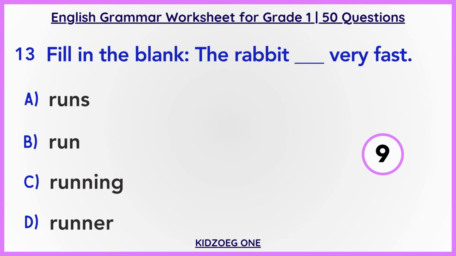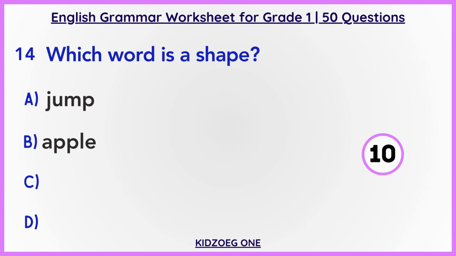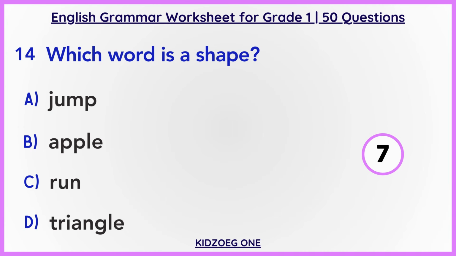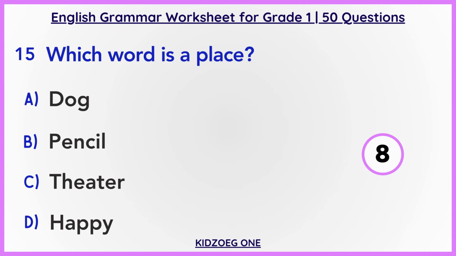Fill in the blank. The rabbit dash very fast. Runs. Which word is a shape? Triangle. Which word is a place? Theatre.